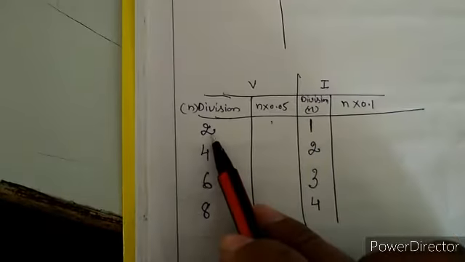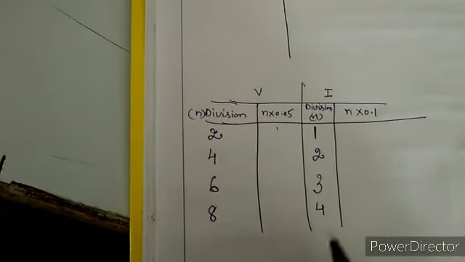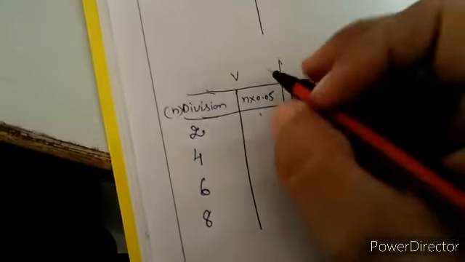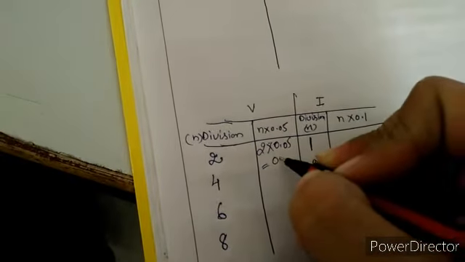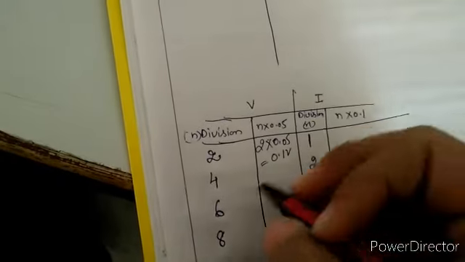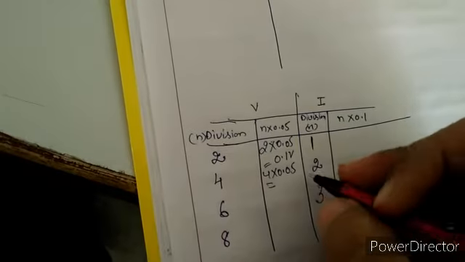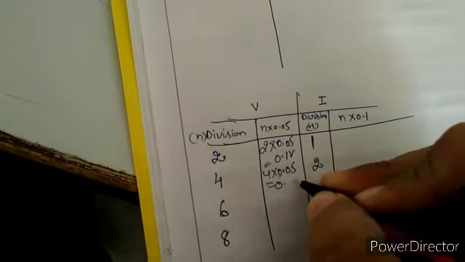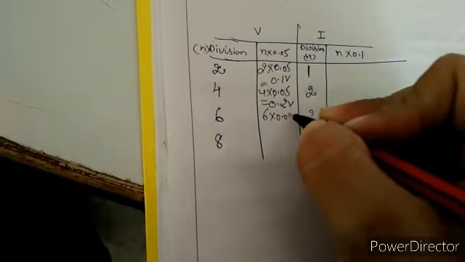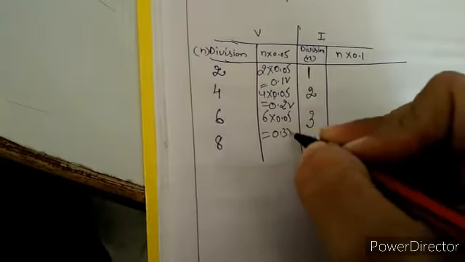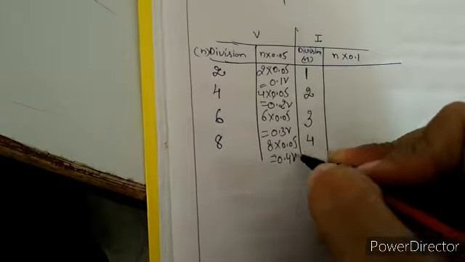We have taken the readings of voltmeter and ammeter: 2, 4, 6, 8 divisions and 1, 2, 3, 4 divisions. Now we will multiply this 2 with 0.05, we will get 0.1 volt. Similarly, 4 multiplied by 0.05, we will get 0.2 volt. Here 6 multiplied by 0.05, we will get 0.3 volt. 8 multiplied by 0.05 is equal to 0.4 volt.